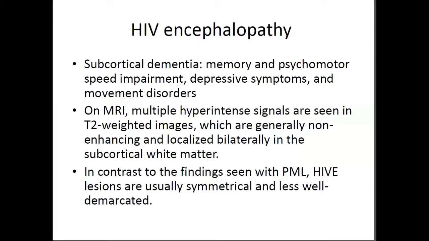HIV encephalopathy. Usually they present with subcortical dementia, meaning slowing in memory, slow psychomotor, speech impairment, depression, movement disorders, and in contrast to PML, usually HIV encephalopathy involves bilateral subcortical white matter, and usually they are non-enhancing lesions on the MRI.